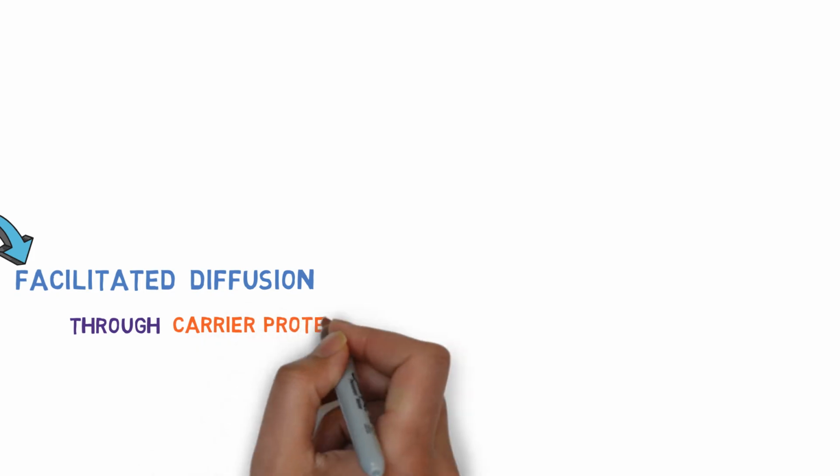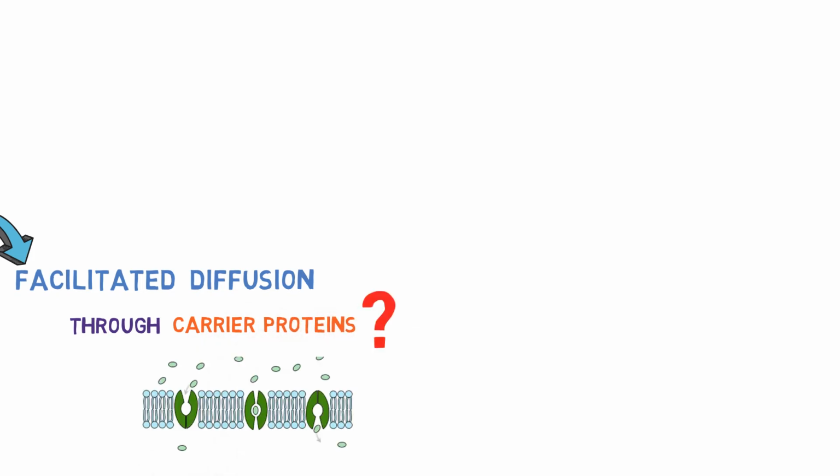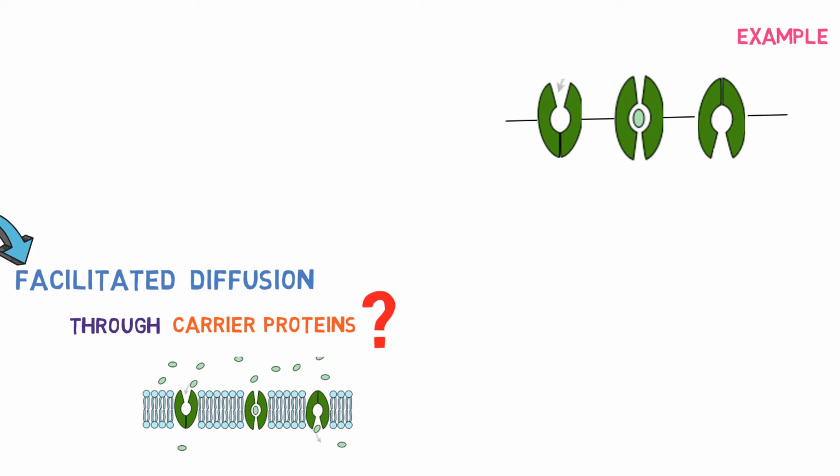Facilitated diffusion occurs through carrier proteins. What are these carrier proteins? In the cell membrane, we have a set of special transporters called carrier proteins. Let's take another example. Y crosses the cell membrane through facilitated diffusion. Carrier proteins in the cell membrane take Y and transport it through the membrane and release it into the cell.